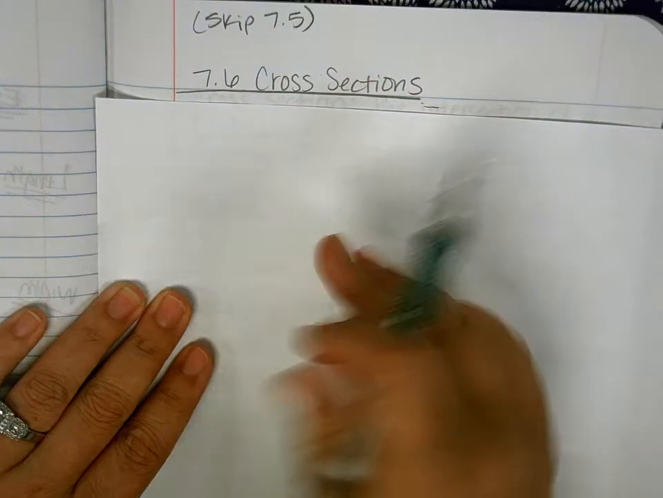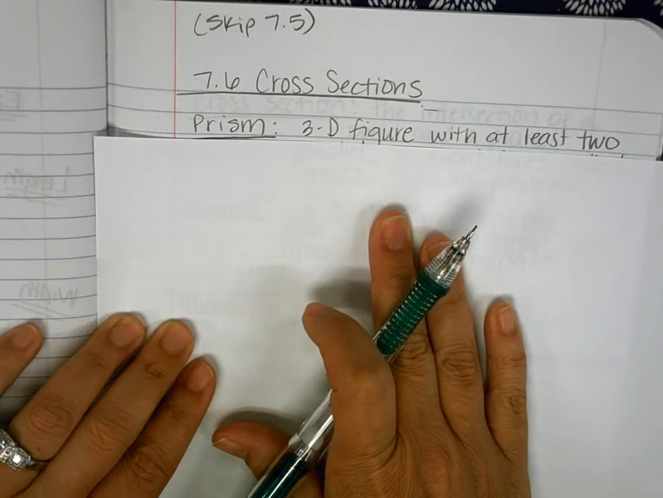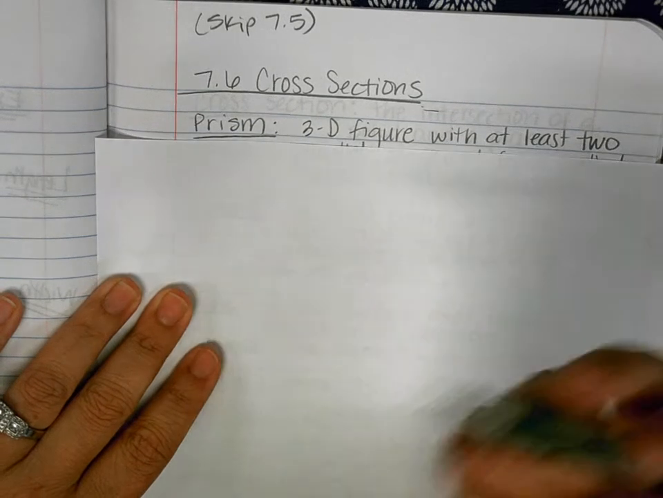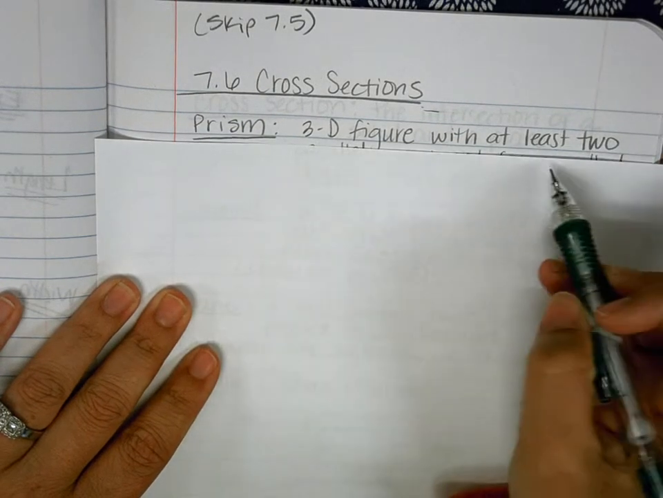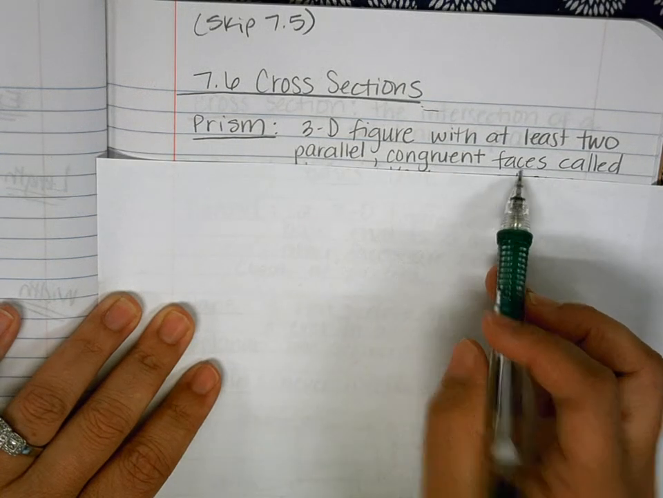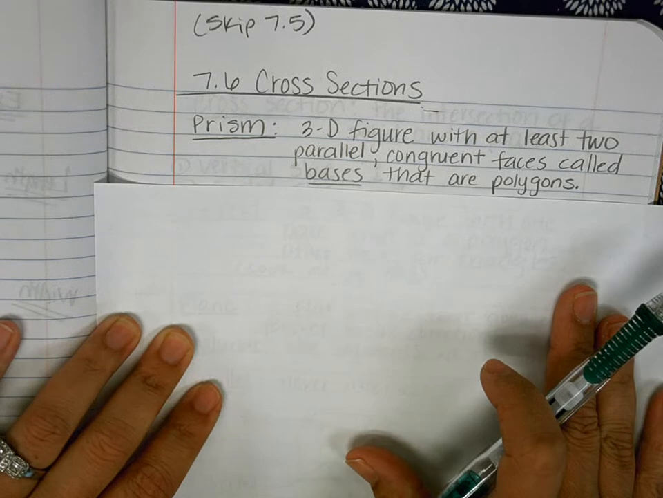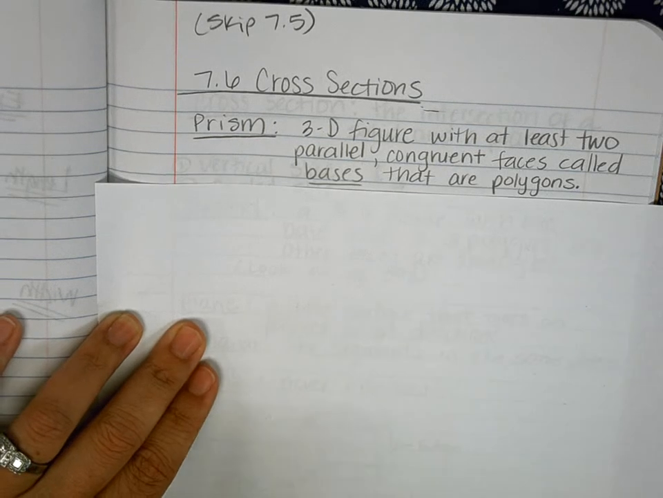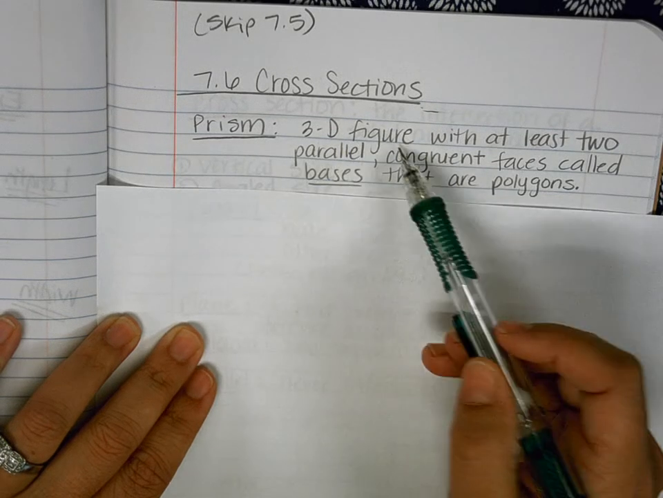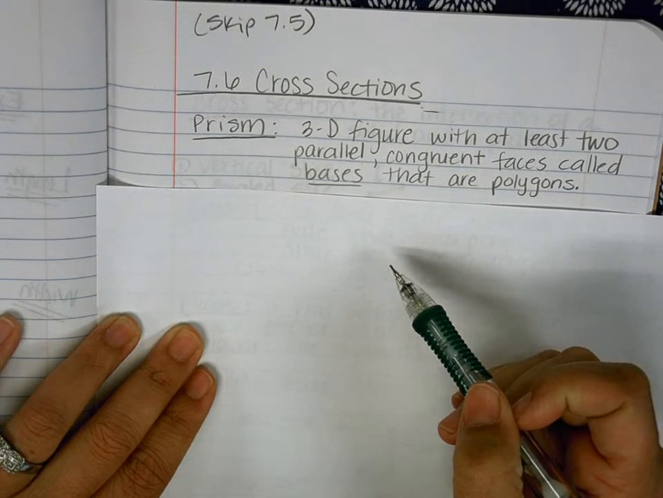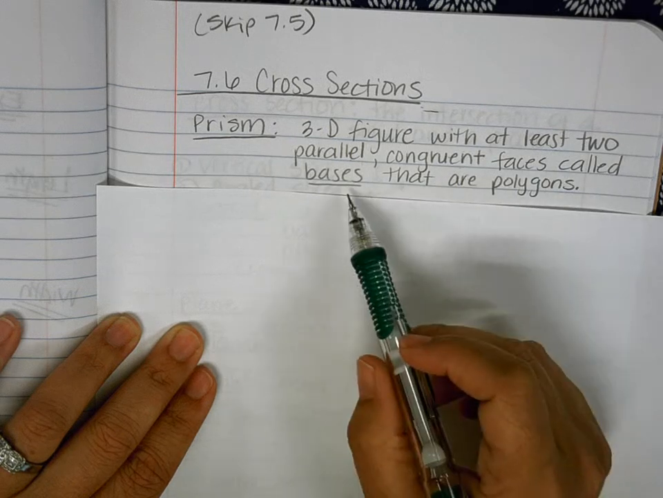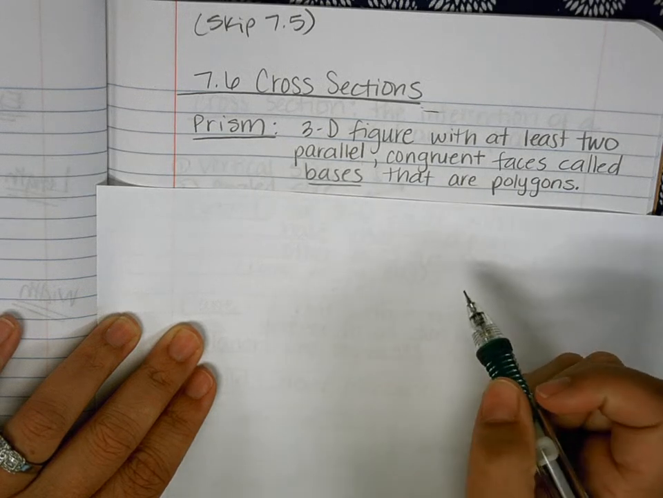Okay, so 7.6 is on cross sections. The first definition, we're going to have a few definitions today, is prism, which some of you have already heard. It's a 3D figure with at least two parallel congruent faces. I think you've heard faces in 6th grade, called bases. And they're polygons. Okay? So that's our definition. It's a 3D figure, so it's not just flat. It has at least two parallel congruent faces called bases that are polygons.